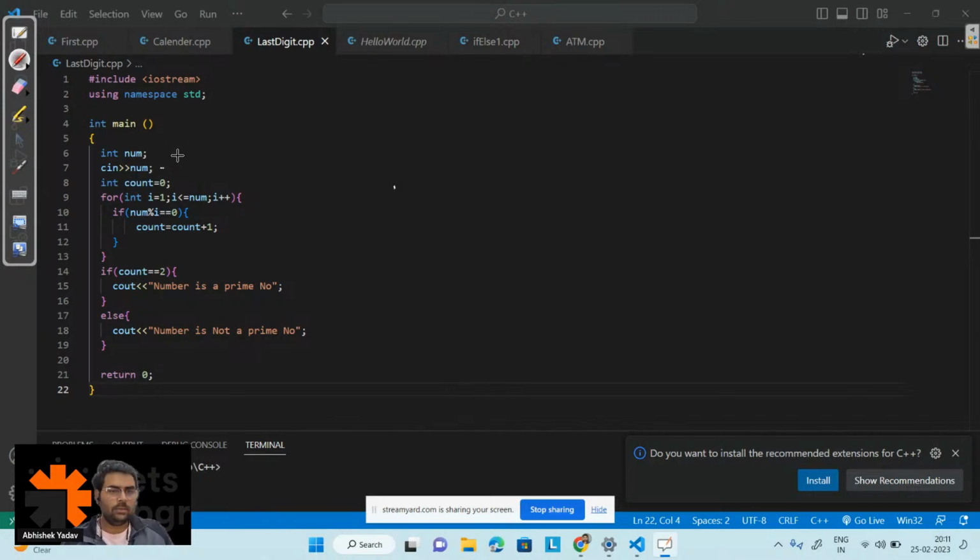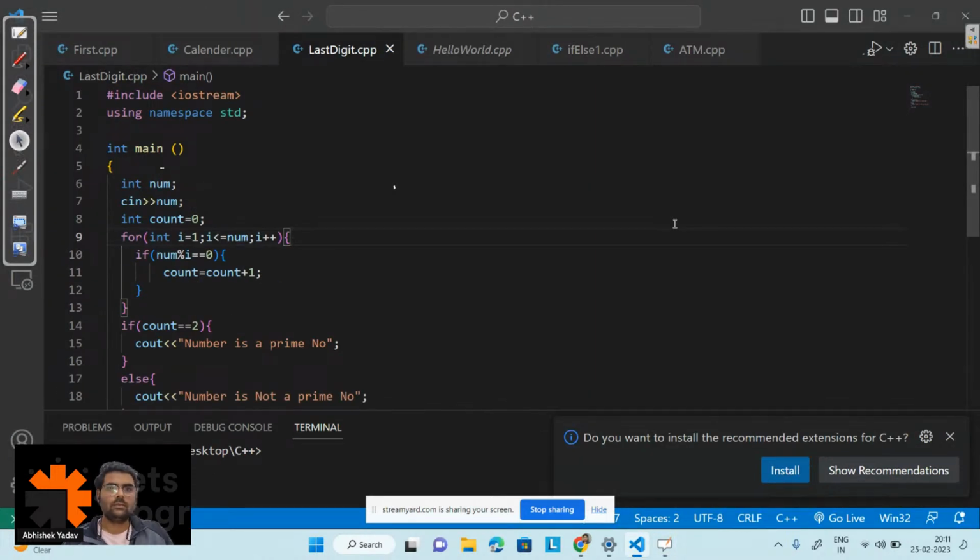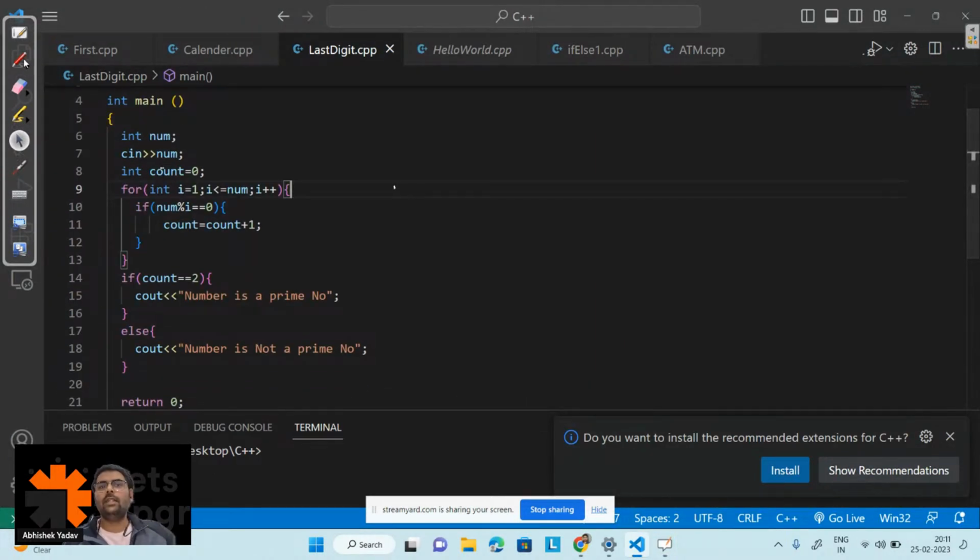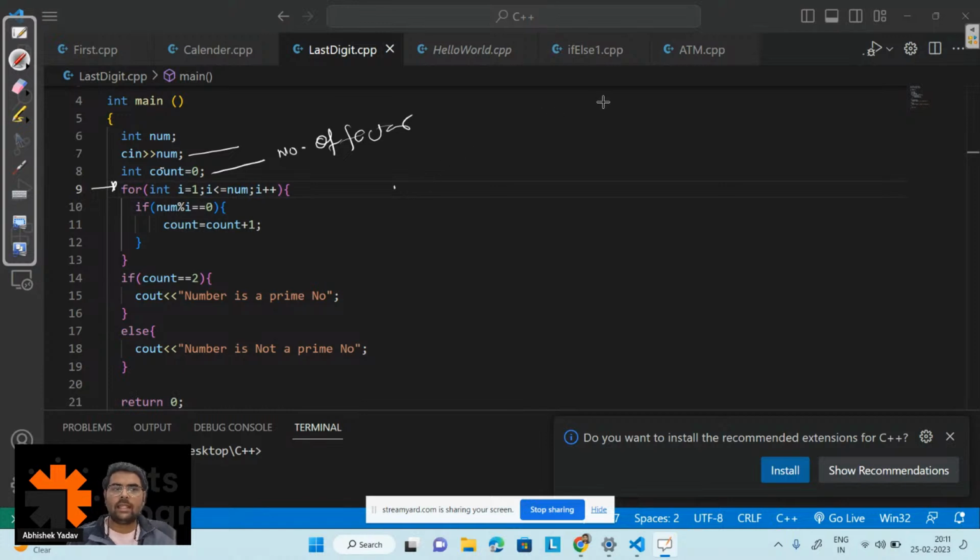Let me increase the font size more here. Okay, 1 minute. Okay, here, right? So what we are doing here, guys? Here we are taking input from the user. I am maintaining a variable count to count the number of factors. After that, I'm using a for loop because, let's assume I have to check whether 7 is a prime number or not. What I will do is start from 1 and go till 7.